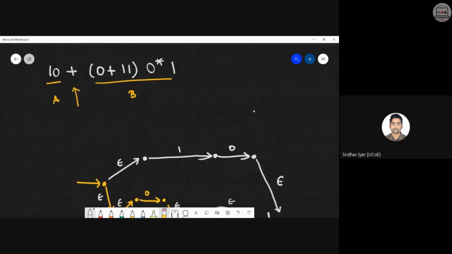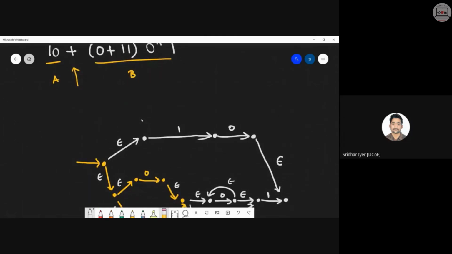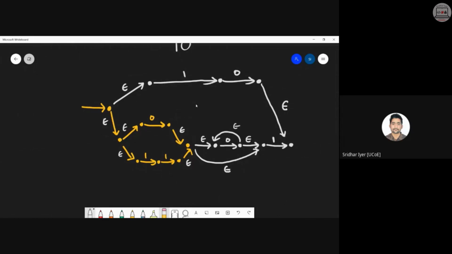First of all, understand the problem. It is 1 0 plus 0 plus 1 1. So wherever there is a plus, there has to be a split, right? The first thing is this section, which is for 1 0. This section is for 0 plus 1 1. And this section is for 0 closure 1.